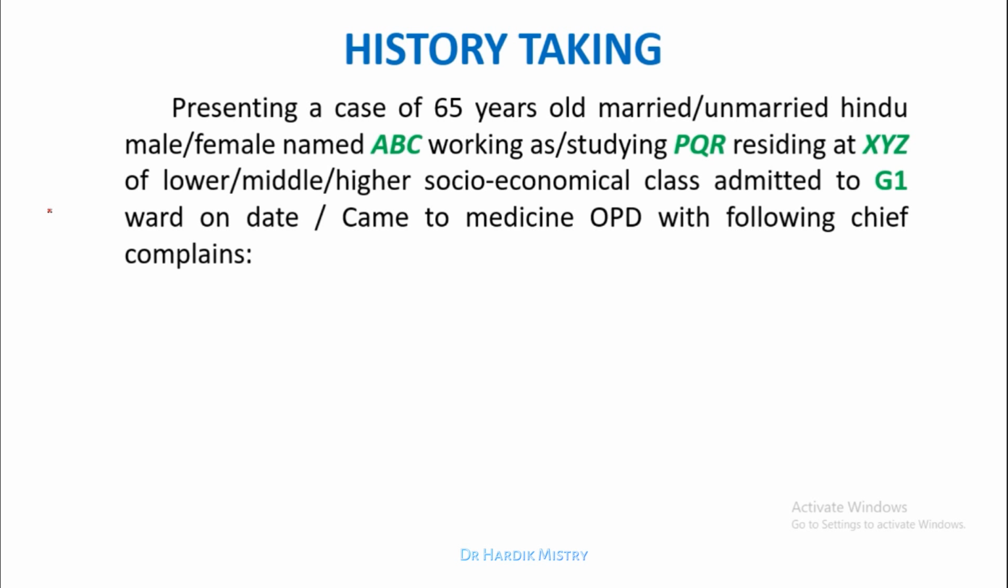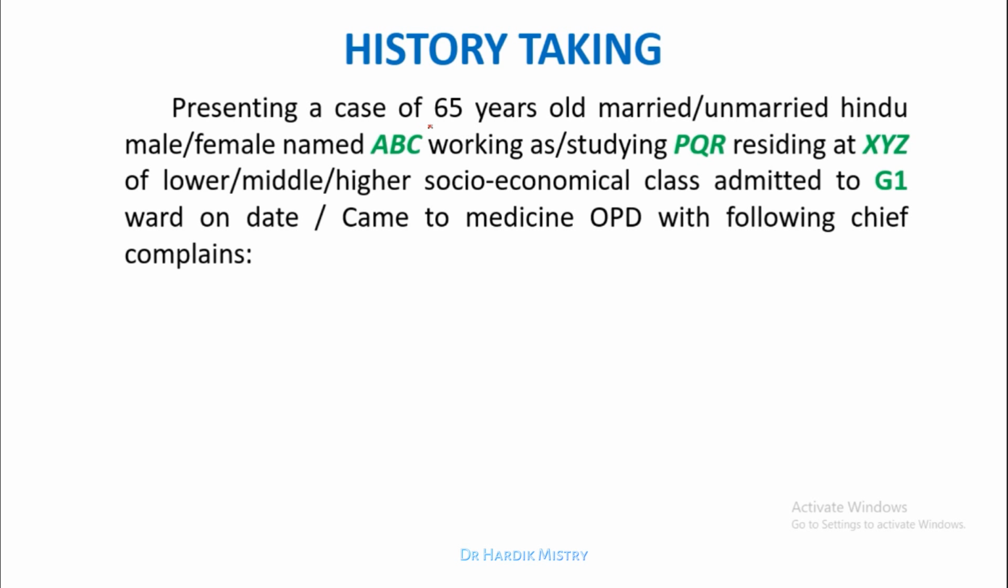Presenting a case of 65 years old, married or unmarried, Hindu male or female, named ABC, working as or studying PQR, residing at XYZ, of lower, middle or higher socioeconomic class, admitted to G1 ward on the date. You have to write the date on which you are taking the history, or you can take history in the ward or in the OPD. So came to medicine OPD, or you write the respective OPD in which you are taking the history, with the following chief complaints. That is the basic paragraph which every history must follow.